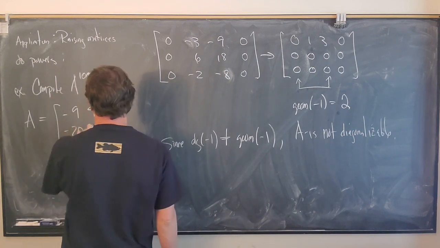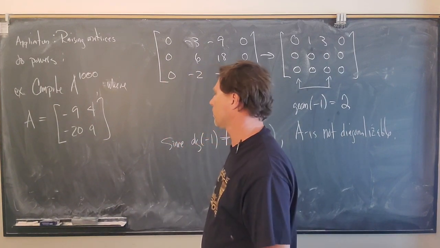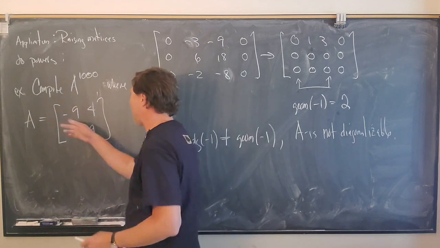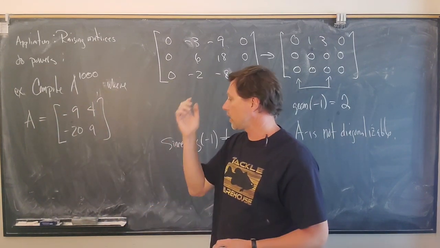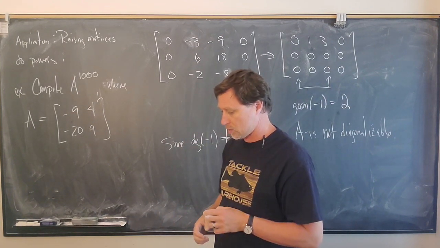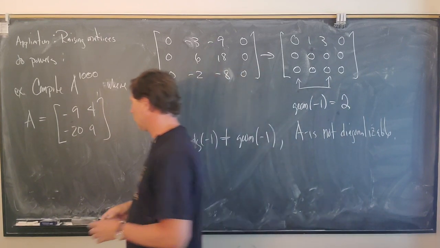Now, can you imagine if you started multiplying this matrix out? It'd be a nightmare. You'd have to do this 1,000 times, this matrix times itself 1,000 times. That would take forever. It'd be a lot of work. So here's the idea. It turns out that this matrix is diagonalizable.